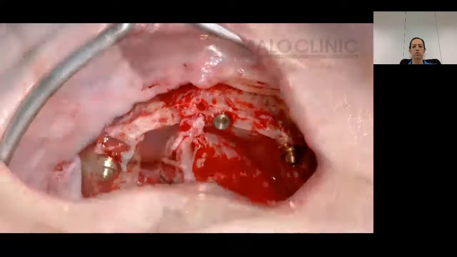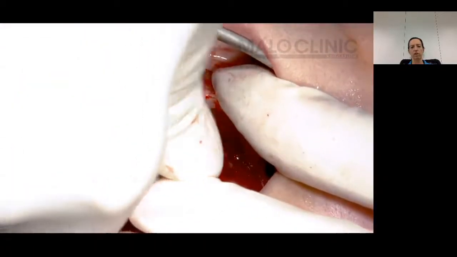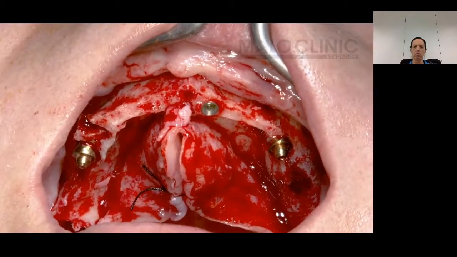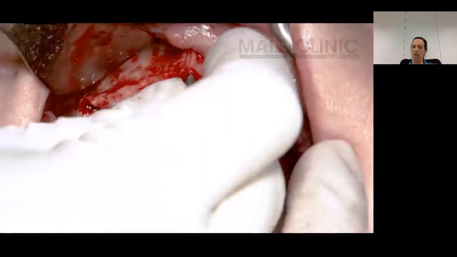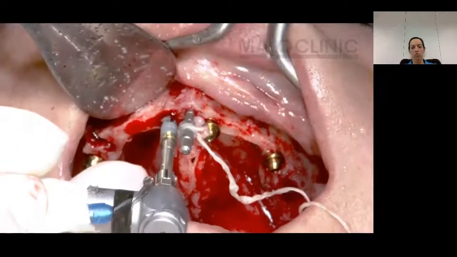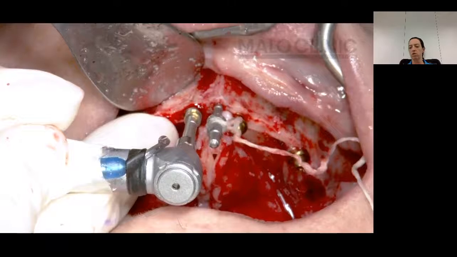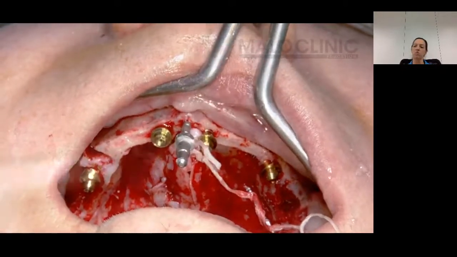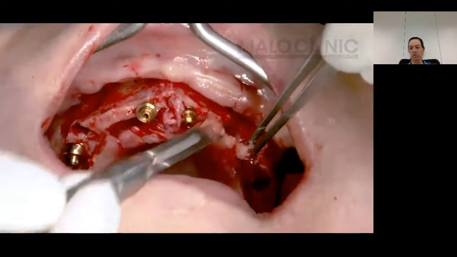So we go just a little bit by hand, a little bit over 50. Don't over torque your implant. If you see that it's still a long way to go, take the implant out and drill more. So we always go for the posterior ones first, posterior implants first. After having the posterior ones done, we go for the anterior implants.